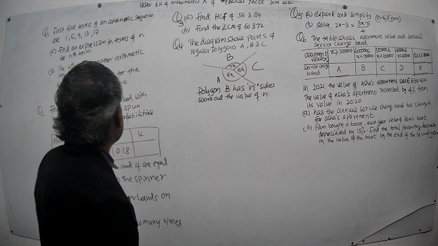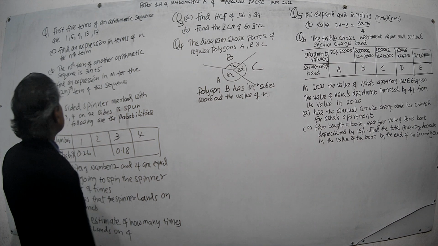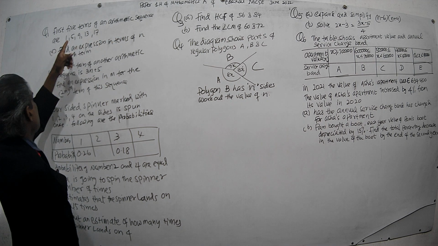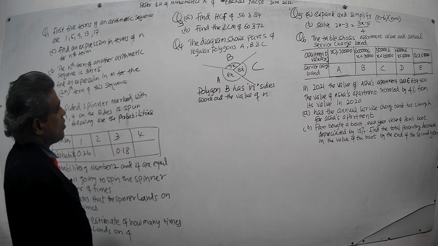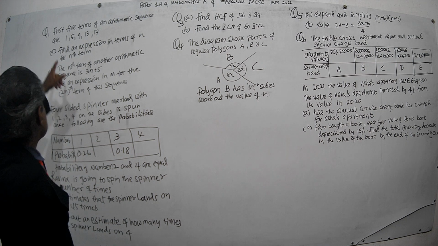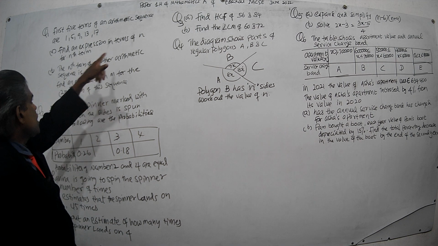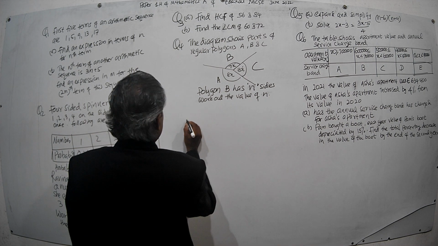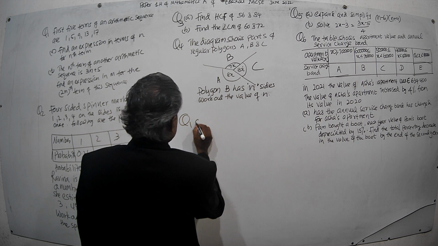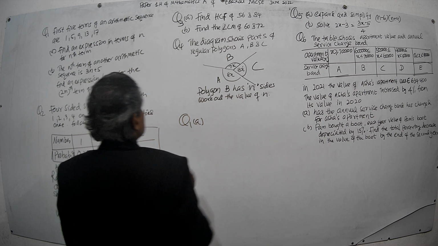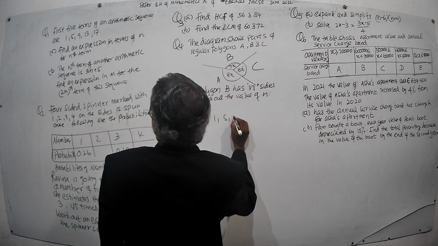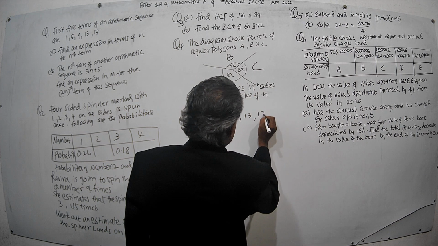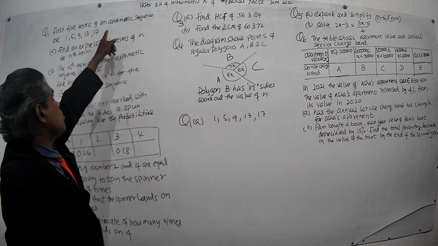Right, question number 1. The first 5 terms of an arithmetic sequence are 1, 5, 9, 13, 17. Then they ask the first part: find an expression in terms of n for the nth term. Q1 part A. Then they have the terms 1, 5, 9, 13, 17. Then this arithmetic sequence.